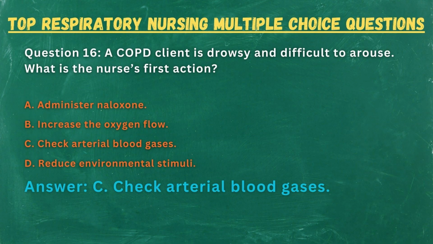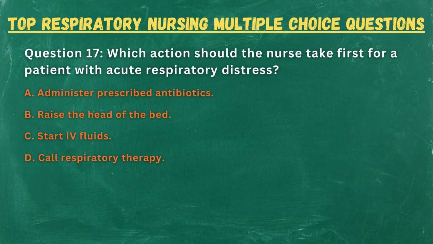Answer. C. Check arterial blood gases. Question 17. Which action should the nurse take first for a patient with acute respiratory distress? A. Administer prescribed antibiotics. B. Raise the head of the bed. C. Start IV fluids. D. Call respiratory therapy.